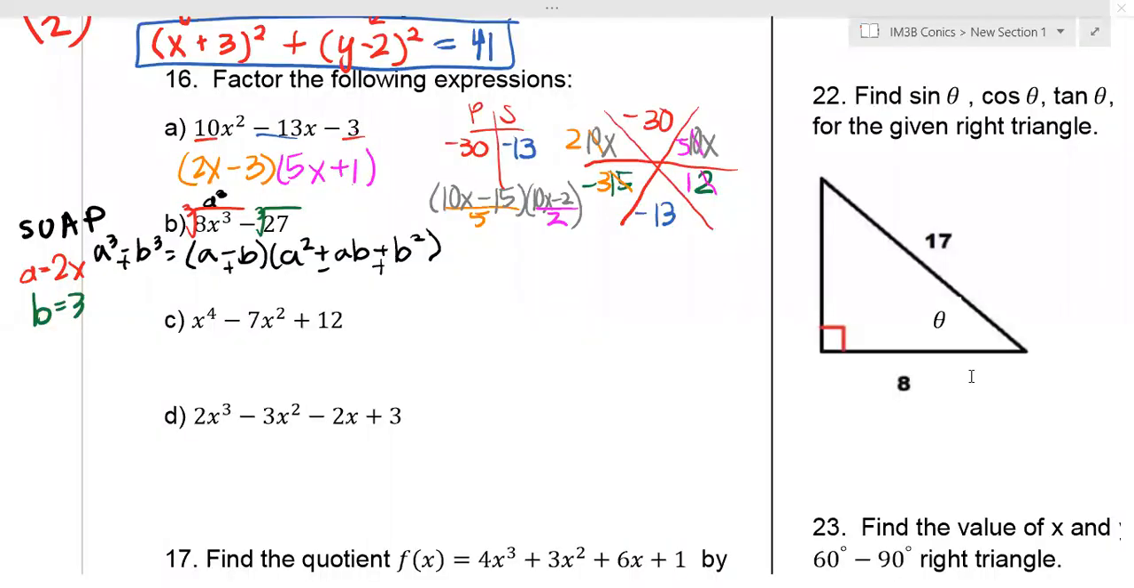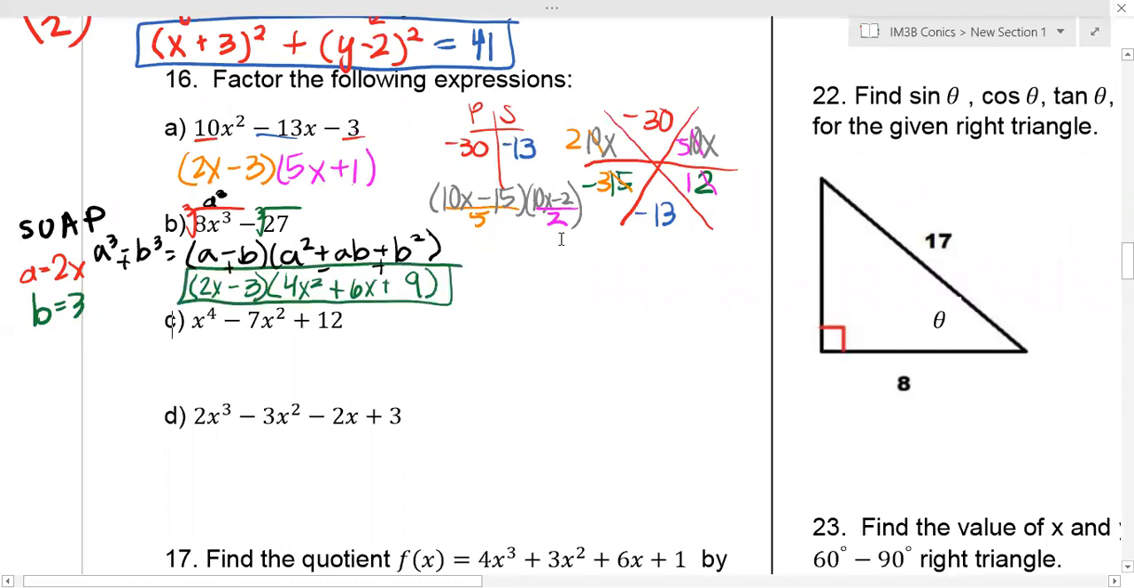So then if we plug in 2x for A and 3 for B, we've got 2x minus 3. And then 2x squared is 4x squared. And then plus, we're multiplying these two together. So 2x times 3 is 6x. Plus B squared is 9. So that means that 2x minus 3 times 4x squared plus 6x plus 9 is the factorization of 8x cubed minus 27.